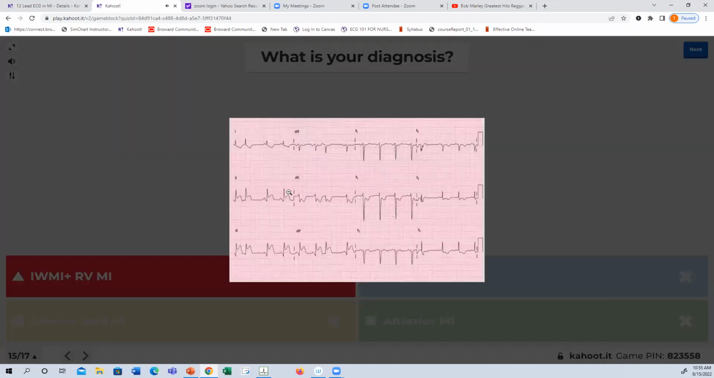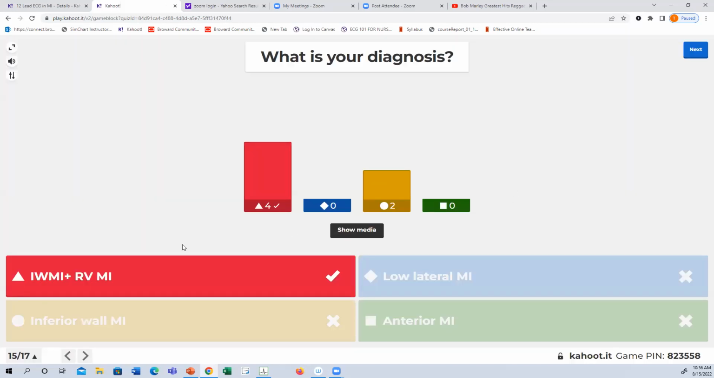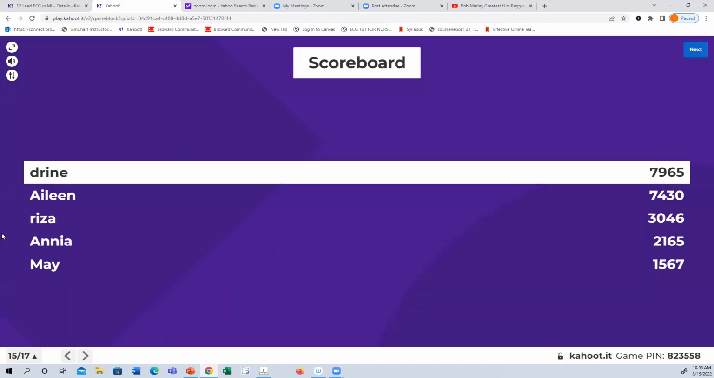Okay, a lot of you got this correctly. There's ST elevation in 2, 3, and AVF. So there's an inferior wall MI. Anytime we have an inferior wall MI, we need to check if there's right ventricular MI as well. And if we look over here, the ST elevation in lead 3 is greater than lead 2. So there is right ventricular MI. And so the correct answer is inferior wall MI plus right ventricular wall MI. And Brian, Eileen, Risa, Ania, and May are still in the honors.